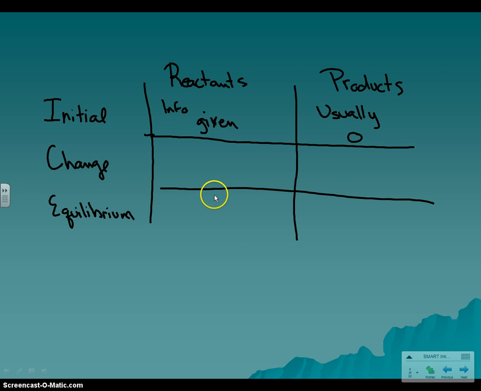Change. In other words, how is the concentration changing? This is always going to be some sort of negative value for the reactants. It's going to go down once the reaction begins. Your product concentrations will always be a positive value. You start with 0, there's only one way to go, and that's positively. At equilibrium, you're subtracting these two values, your initial minus the change, for the reactants. For the product side, we're going to do initial plus the change. And that is what an ICE table looks like.